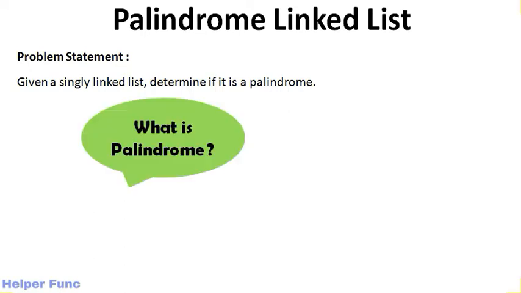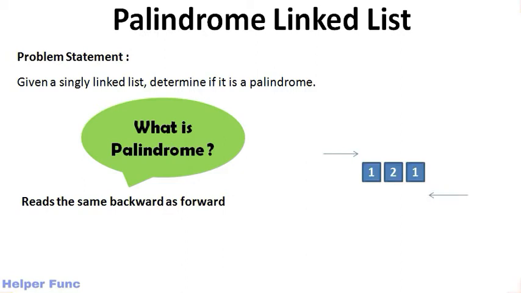Now what is a palindrome? A palindrome is a sequence of numbers that reads the same backward as forward. For example, 1 2 1. So if we read the sequence 1 2 1 from forward or from backward, they are the same. Another example is 3 2 3. They read the same backward as forward.